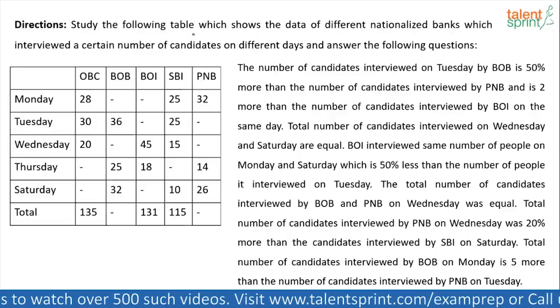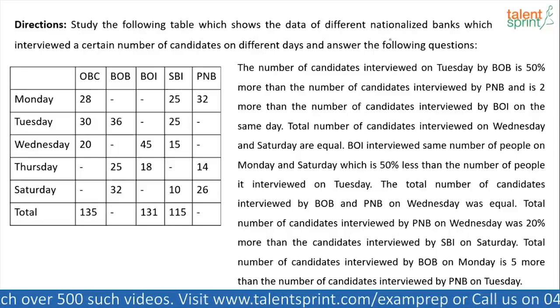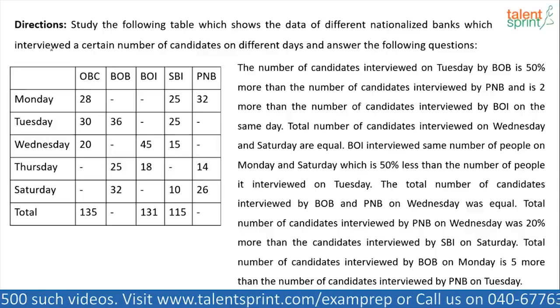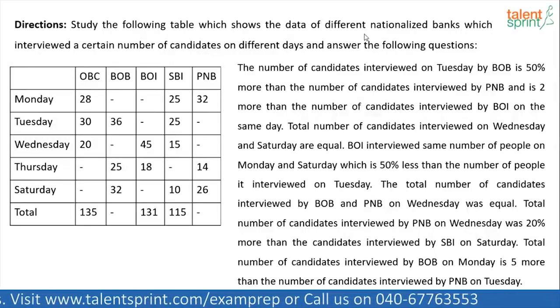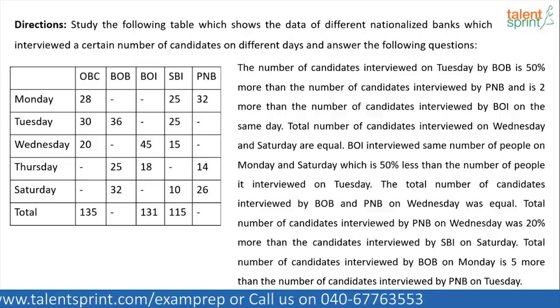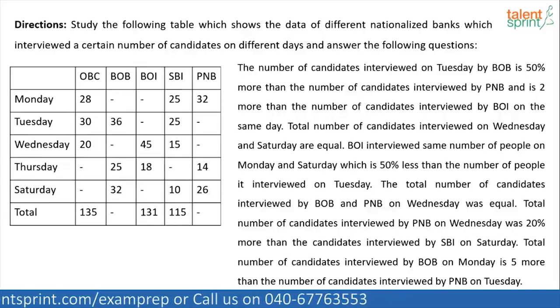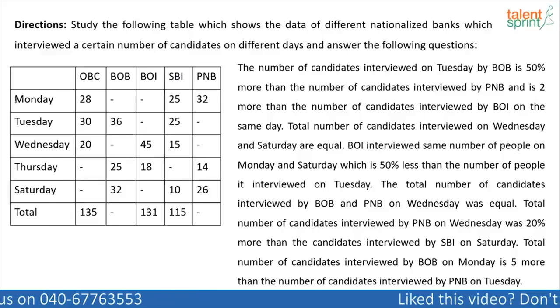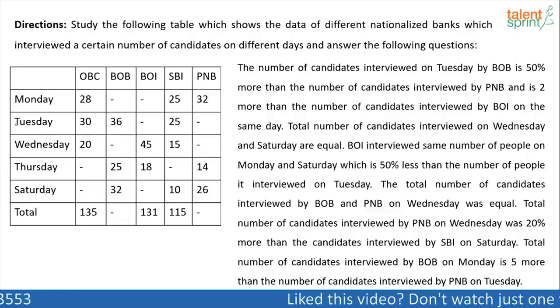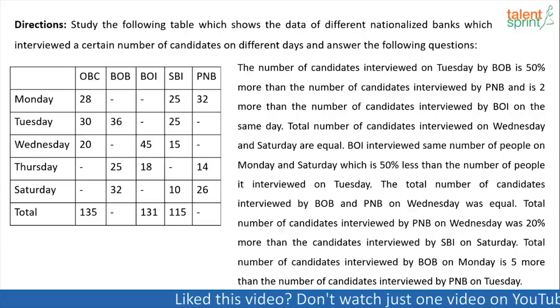Study the following table which shows the data of different nationalized banks which interviewed a certain number of candidates on different days and answer the following questions, right? If you look at the table here, 5 banks have been mentioned: OBC, BOB, BOI, SBI and PNB, and their data on the number of candidates they had interviewed from Monday through Saturday, right? Monday, Tuesday, Wednesday, Thursday and Saturday. Of course, Friday is missing here.